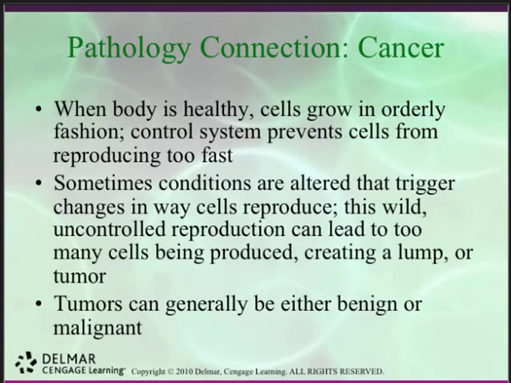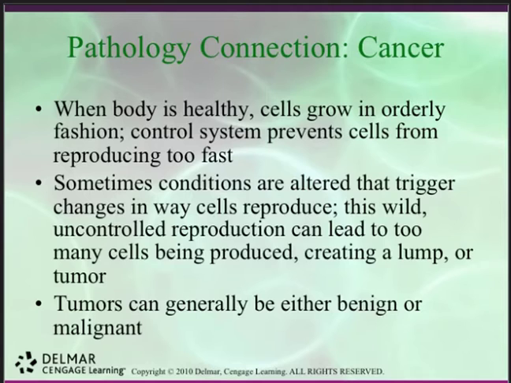But occasionally what happens is that these conditions are altered, and this triggers a change in the way that the cell decides to divide and when to divide. This uncontrolled reproduction leads to too many cells being produced, and this creates a lump or a tumor. Tumors can either be what we call benign or malignant.